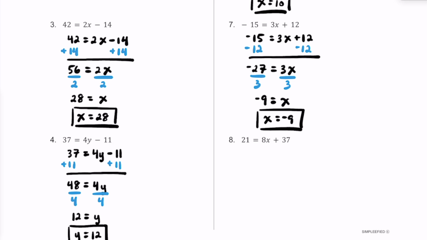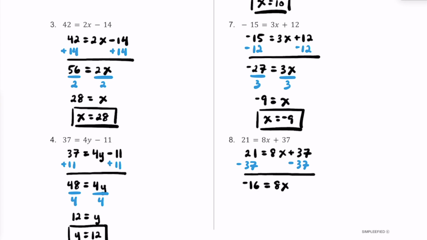Okay. Moving on to number 8, we have 21 is equal to 8x plus 37. So what we're going to do first is, the inverse of adding 37 is going to be subtracting 37. So let's subtract 37 from both sides here. If we do that, then 21 minus 37 on the left side is going to be negative 16. And on the right side of the equation, we're just going to be left with 8x here. 8x plus 0, but we don't have to write that.